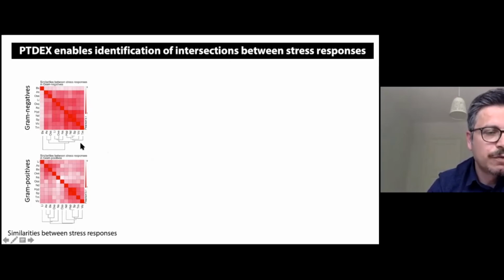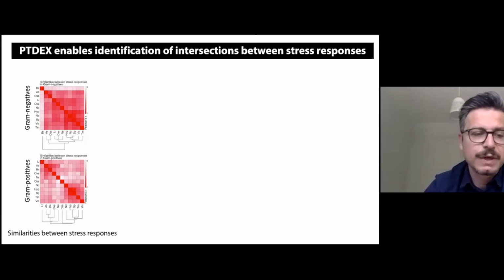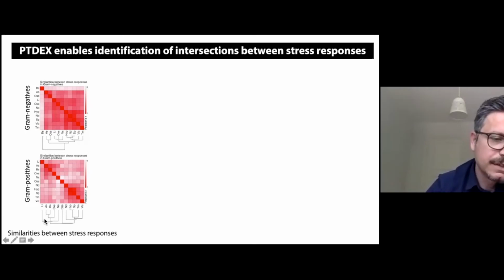In different groups of pathogens. And as you can see here, it's a very known fact that the response to low iron, oxidative stress, and nitrosative stress could actually overlap, and that we see in such exercises also. And you can see that this is quite different in gram-positives.